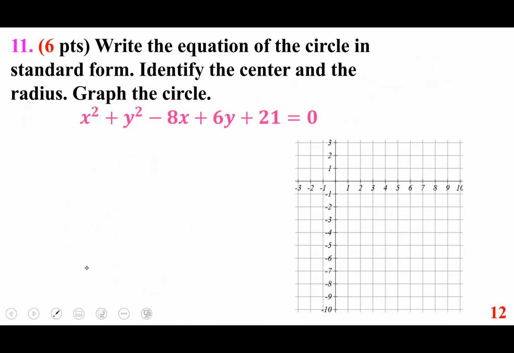All right, let's continue. We are interested in writing the equation of a circle in standard form.